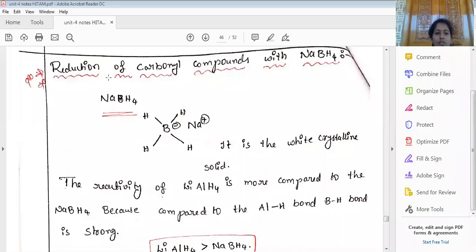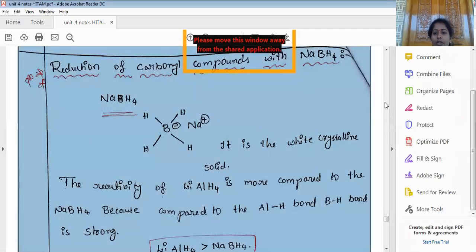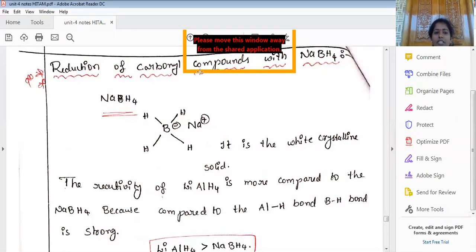Okay, so today's topic is about reduction of carbonyl compounds with sodium borohydride. This is again part of reaction mechanisms. In this reaction mechanism, we completed substitution reactions, addition reactions, and the next is about elimination reactions. Reduction of carbonyl compounds with lithium aluminum hydride was also completed. Now we are going to discuss reduction of carbonyl compounds by using another reagent called sodium borohydride.